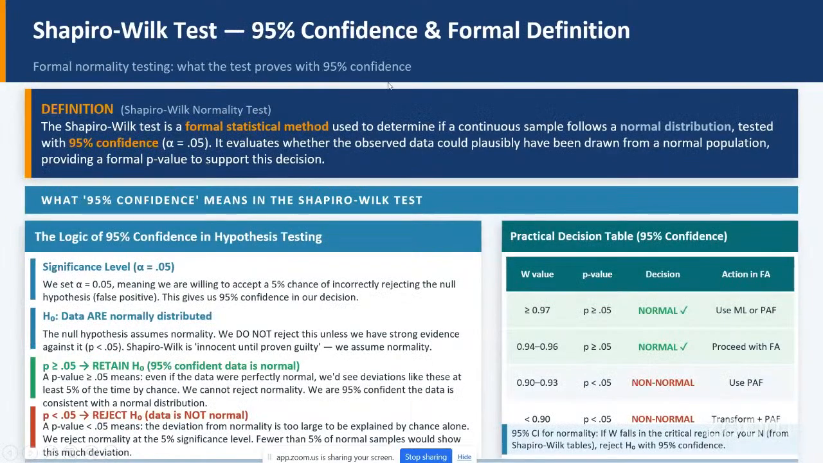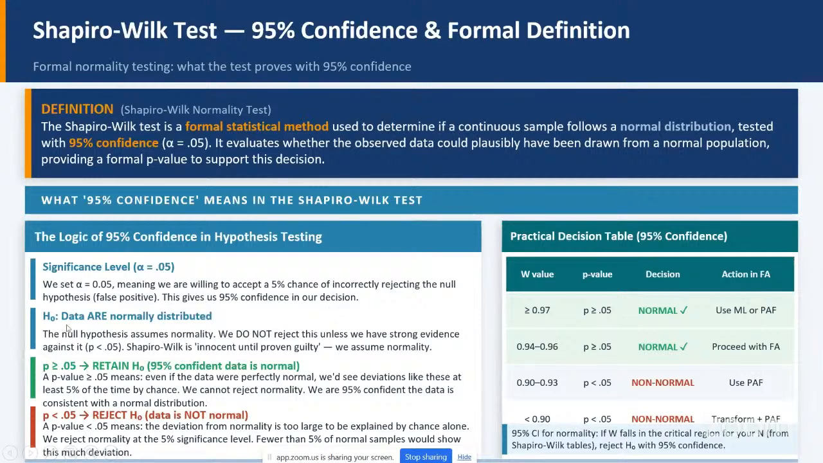So what is the implication, or how can we interpret it? The significance level is like 95% significance we have. We said alpha equal to 0.05. It means that we are willing to accept a 5% chance of incorrectly rejecting the null hypothesis, that is, a false positive. This gives us 95% confidence in our decision.